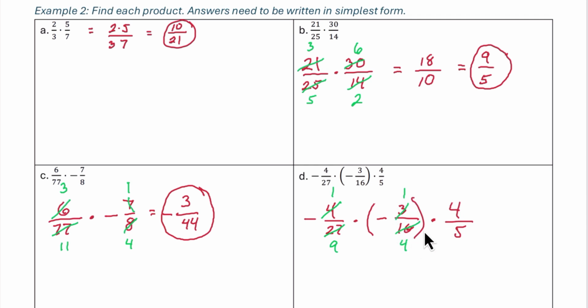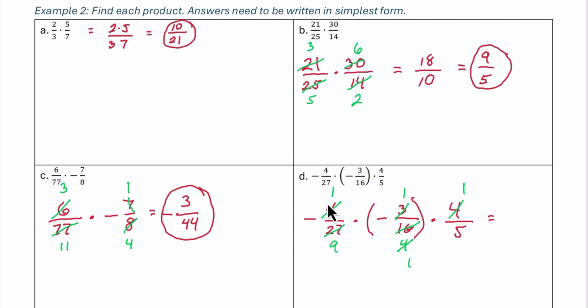These 4s are in common, so we can reduce using the GCF method here. Their GCF, greatest common factor, is 4. So we'll divide each of those by 4, giving us 1 and 1. Now the 5 has nothing else in common in the numerator other than 1. Same thing with the 9, nothing else in common other than 1. So now we can go through and multiply.